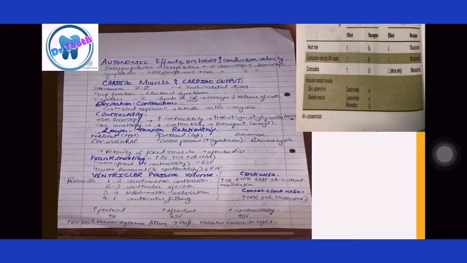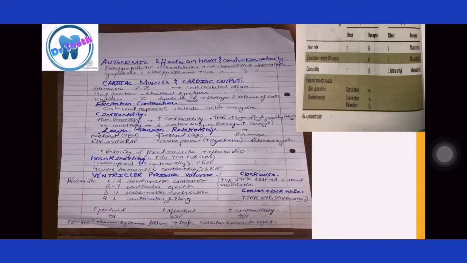Dromotropic effect is related to conduction velocity. Negative dromotropic effect decreases conduction velocity through the AV node, and positive dromotropic effect increases conduction velocity through the AV node. And hence, negative dromotropic effect increases PR interval and positive dromotropic effect decreases PR interval. All these are MCQs that I am discussing with you.